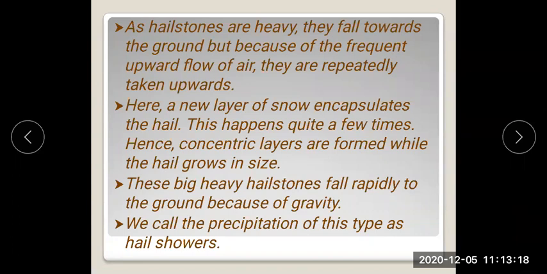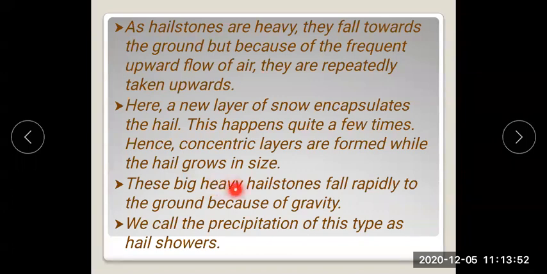When the hailstones are continuously in flow and come down rapidly to the ground, at that time, when you hold a hailstone in your hand, you can see that concentric layers are formed. In your textbook, or during the exam, for 2 marks it can be asked as a question: how are concentric layers formed in a hailstone? So you have to note it down.